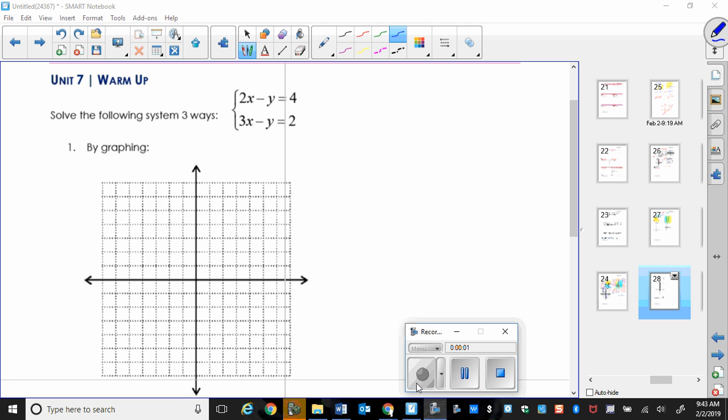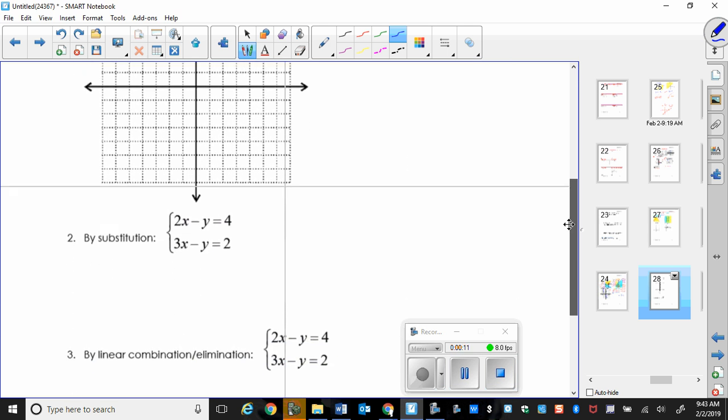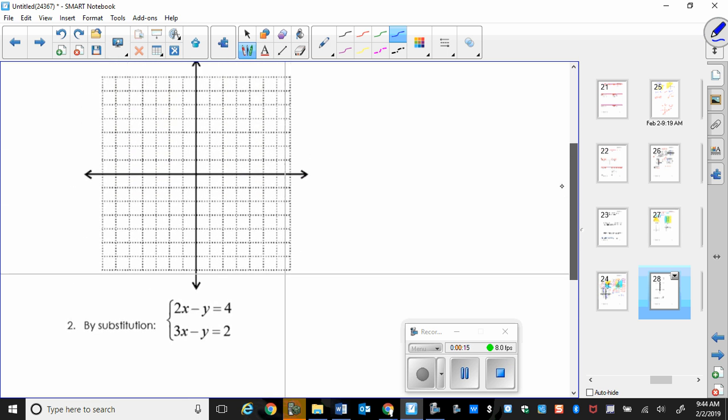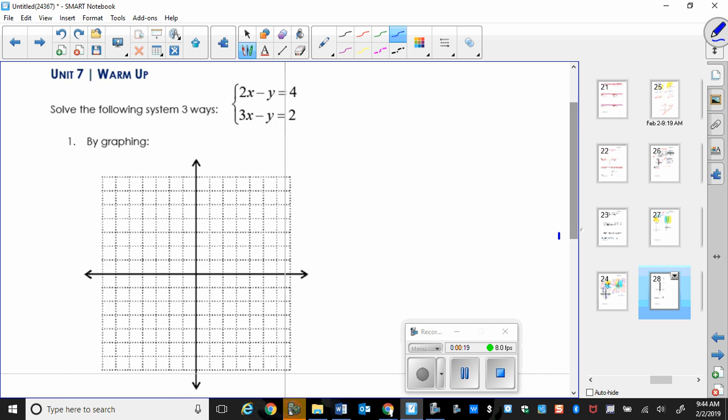So this is the review for Unit 7. So just a little warm up here. We're going to be graphing systems of equations. We're going to be using substitution and then eliminating using the process of elimination. So on the same equation, same systems of equations.